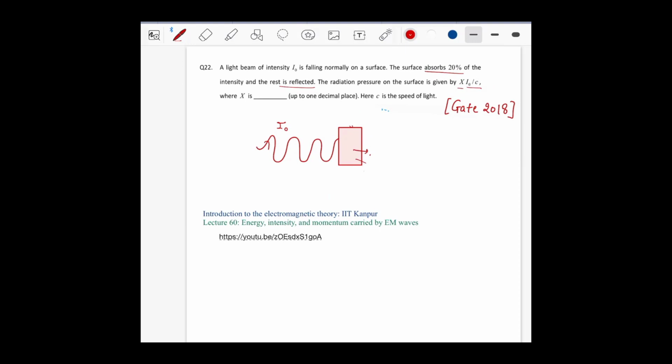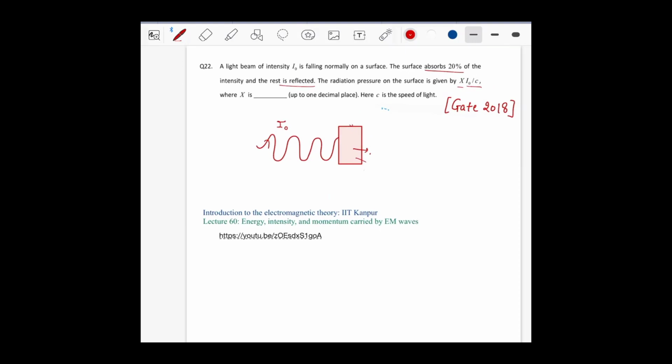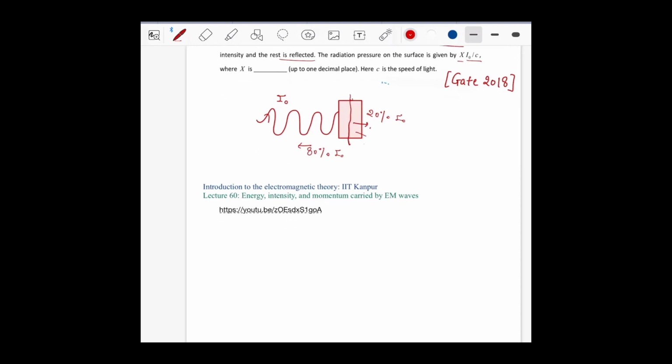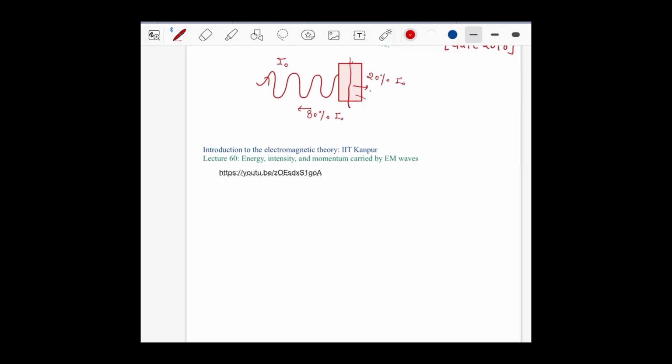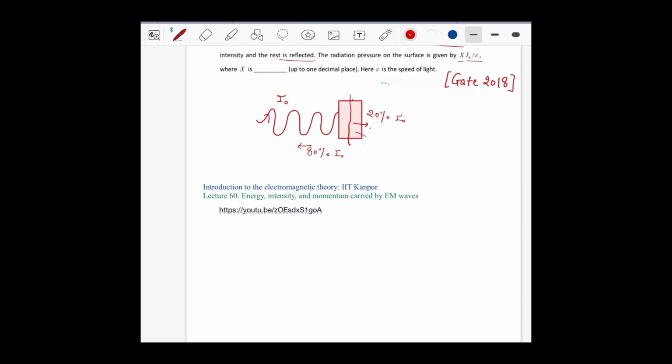So basically what we are given is we have an electromagnetic wave which carries energy and momentum and it is reflected from a surface. The 20% of the incident light is absorbed while the remaining 80% of the incident light is reflected. So what is the pressure that is exerted onto this surface? So basically we have to find this radiation pressure.